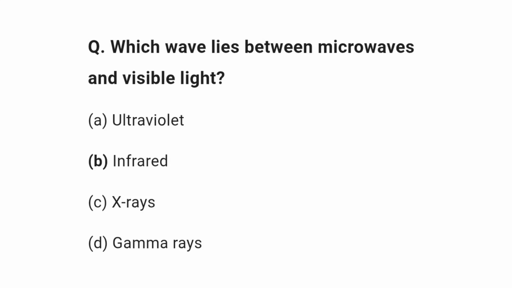Which wave lies between microwaves and visible light? Options are ultraviolet, infrared, X-rays and gamma rays. The right answer is option B, infrared.